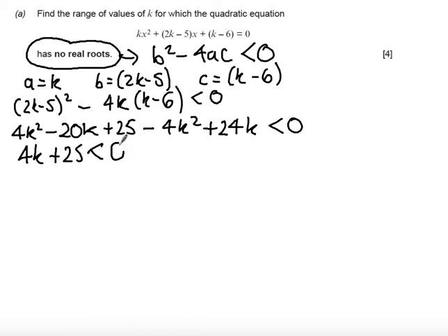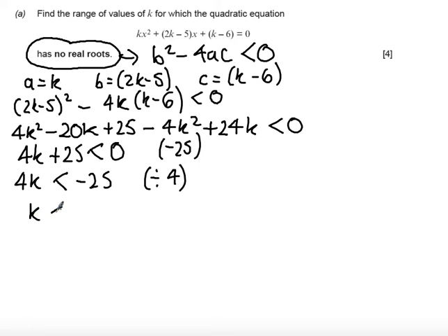So all that's left to do is rearrange and get a value for k. I'm going to subtract 25 from both sides. So I get 4k is less than minus 25. And I'm going to divide both sides by 4. So I get k is less than minus 25 over 4. And so the range of values of k for this quadratic equation that has no real roots is k less than minus 25 over 4.